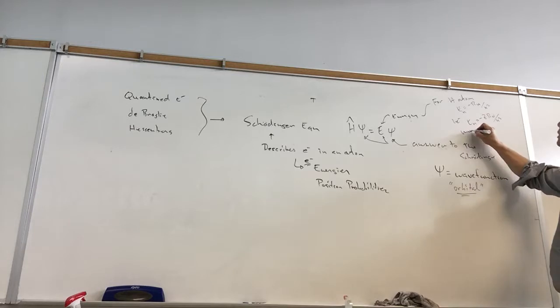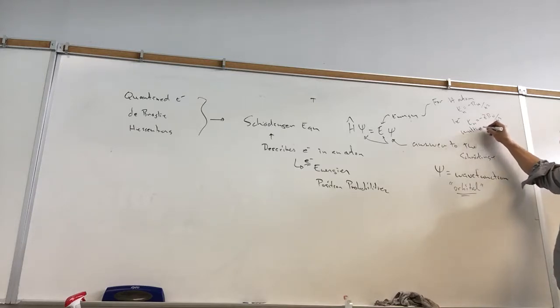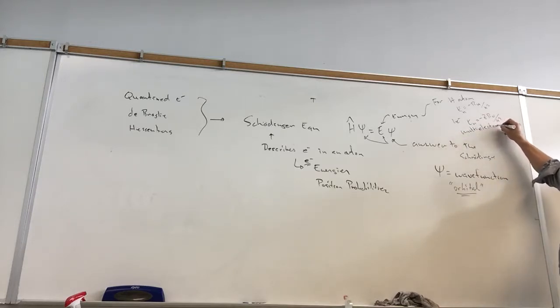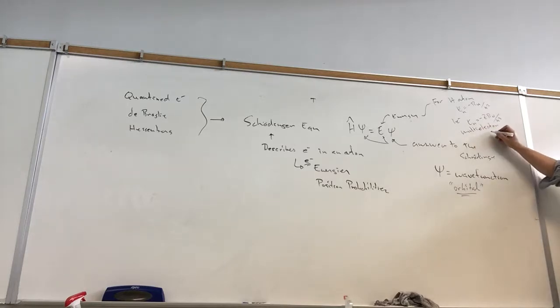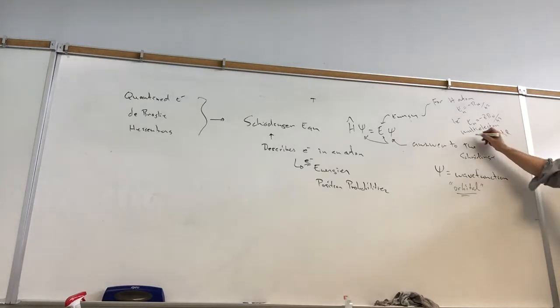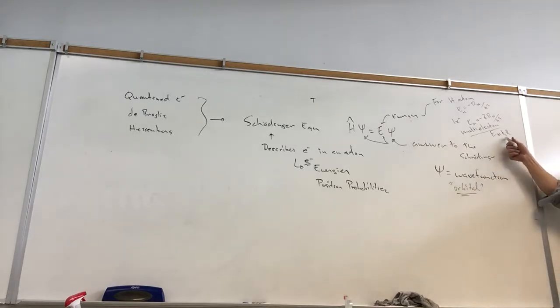For multi-electron atoms, it turns out that energy is not a function of just one variable. Energy is a function of n and something called L, which we'll talk about later. And so for multi-electron atoms, there are two variables that we have to know in order to figure out the energy.